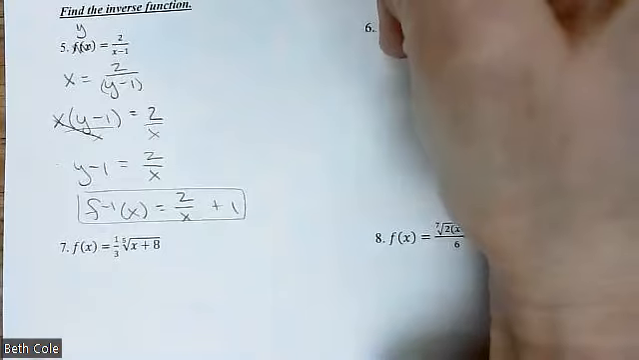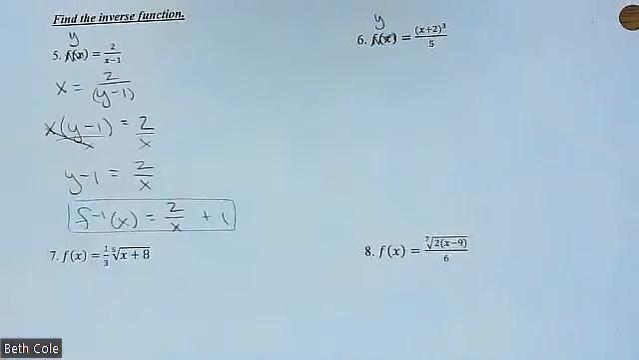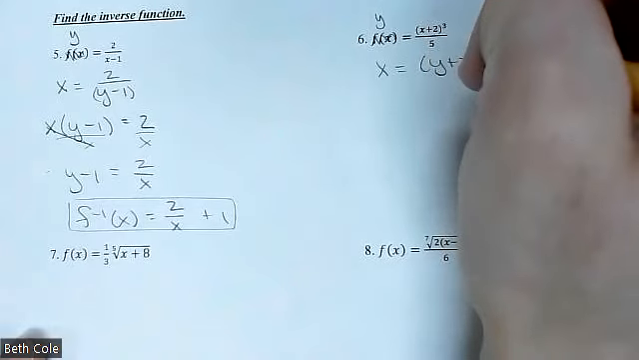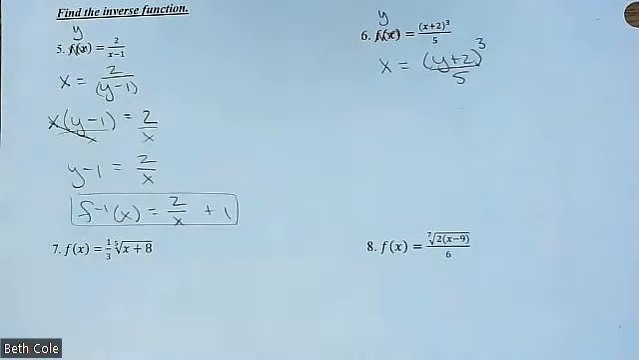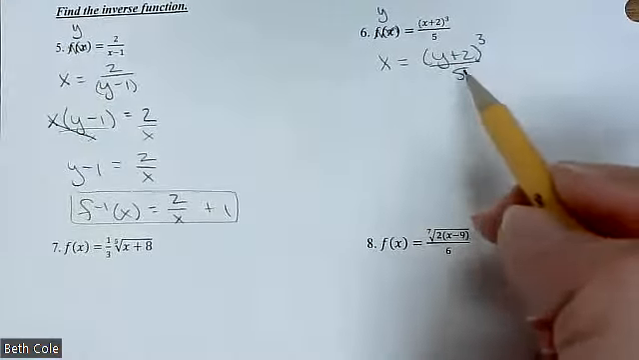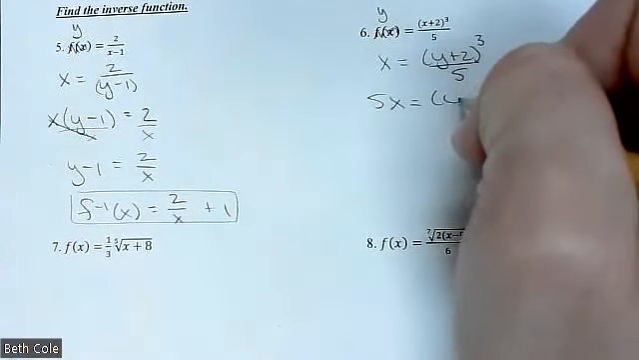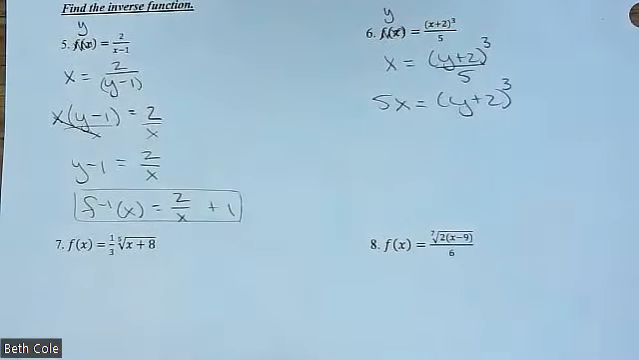Let's try it again. Scribble out f of x, call it y, and then switch x and y. Everything else stays put. So it'll be x equals (y plus 2) cubed over 5. And you're just trying to undo everything that's there. It's like the definition of what an inverse is. Right? And getting it in the right order is the important part. So what would you do to both sides first? Yeah, multiply by 5. So 5x is going to equal all the rest of that.